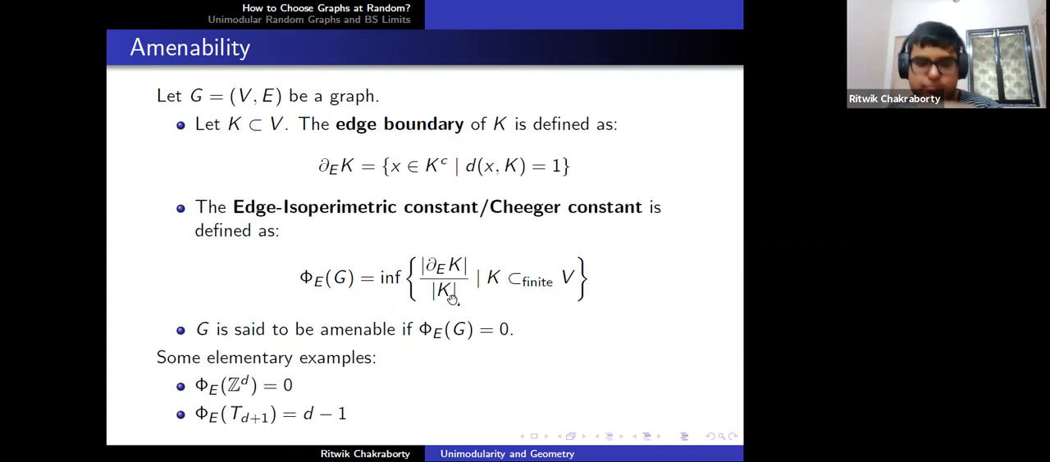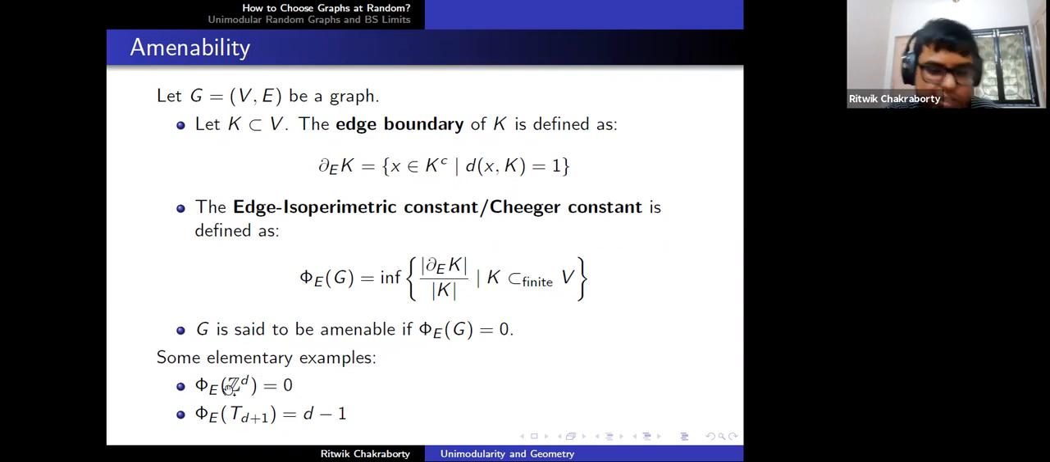So the Cheeger constant was inspired from an analogous quantity defined for Riemannian manifolds. You basically have the same thing over there. Instead of finite subsets, you have hypersurfaces, which divide your Riemannian manifold into two parts. And then you want to look at the worst ratio of the surface area of your hypersurface to the volume that it bounds. Anyways, now G is said to be amenable if the Cheeger constant is equal to 0. Right? That basically means that you have large enough subsets, subgraphs of your graph G, which have comparably very small boundaries. That's what it means.